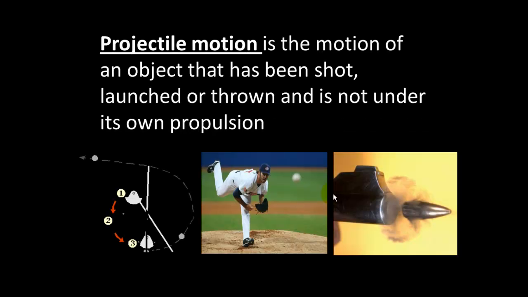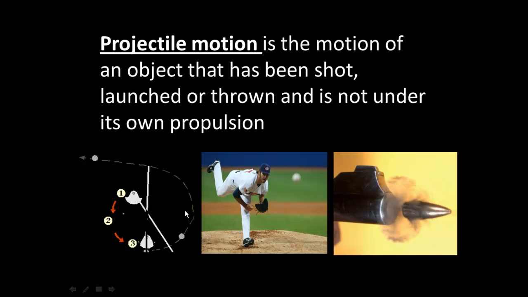We'll start off by telling you what projectile motion is. It's the motion of an object that has been shot, launched, or thrown, and it's not under its own propulsion. Now, you could have a projectile under its own propulsion, and later on we could combine various things we've learned and solve that kind of a problem, but this is the simpler version of projectile motion.